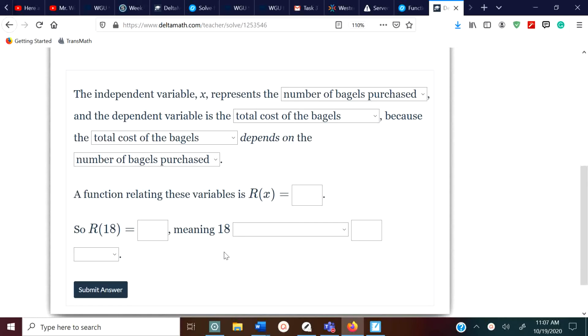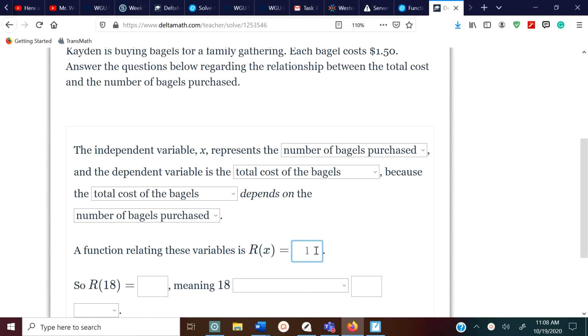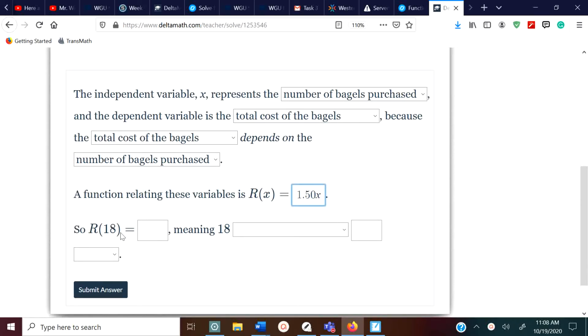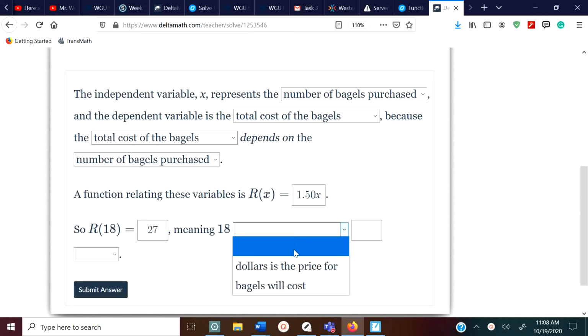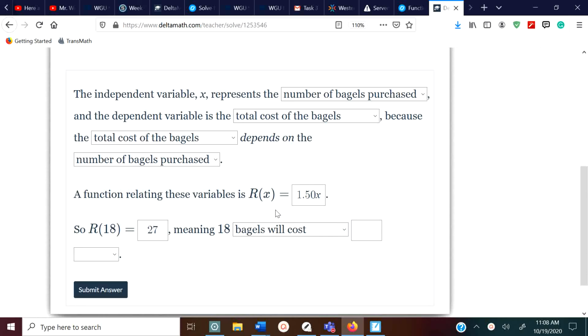Then what are we going to multiply the number of bagels we buy by? We're going to multiply it by 1.50. So you can just put 1.50 here, and an x, because you don't know how many bagels. Now in this next line it tells you R of 18. So 18 is what we're going to multiply times 1.50, and when we do, we get 27. So what does that mean? The meaning of 18 is the number of bagels. 18 bagels will cost $27.